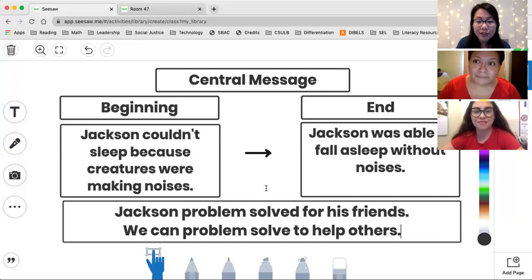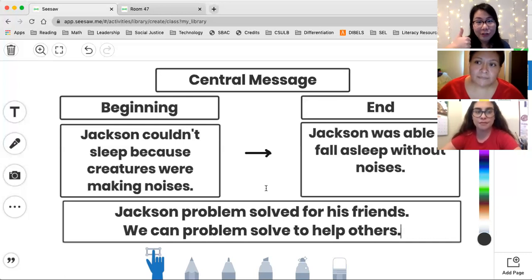And I also wanted to mention, Ms. Rosales made another point where she was giving us two central messages, and that can happen in a story. There can be more than one message that an author is trying to get us to understand. So if you have a very different thought, doesn't mean you're wrong, as long as you can prove to us where you got that evidence from, because I can see where Ms. Rosales and Ms. Yakimowicz came up with Jackson problem solved for his friends, because he went in, got a puzzle, gave Pixie a piano sheet music. So he actually did problem solve for his friends. And then we just reword it to something that we can apply for our real lives.